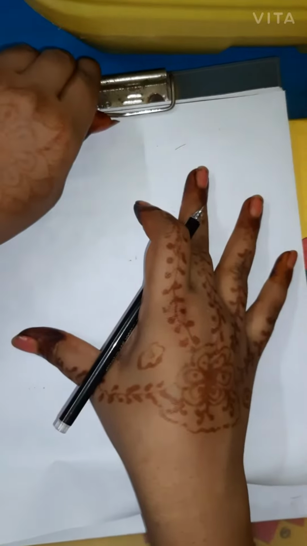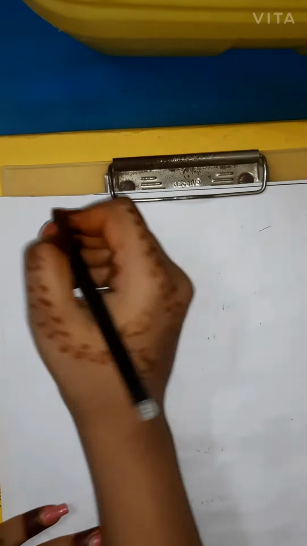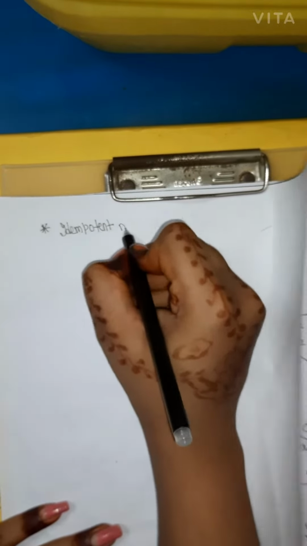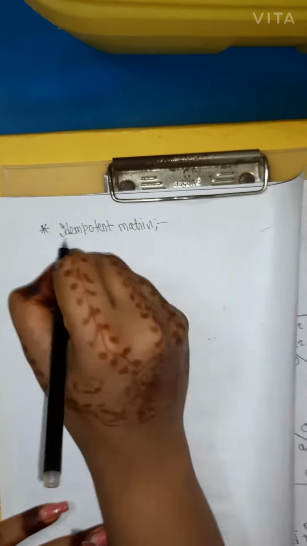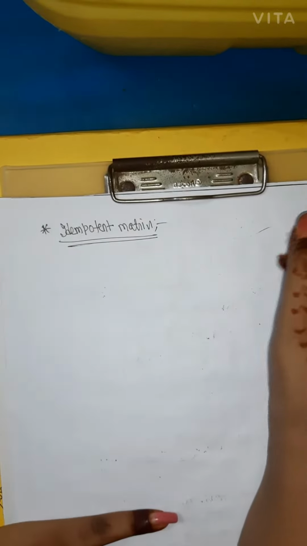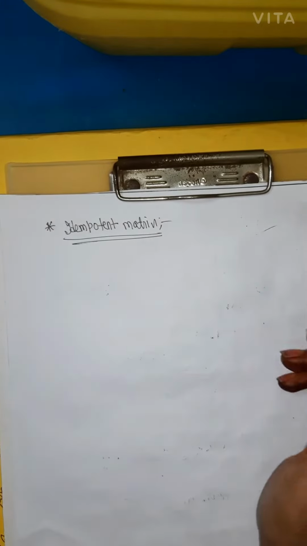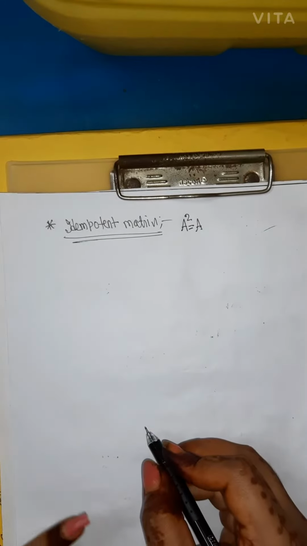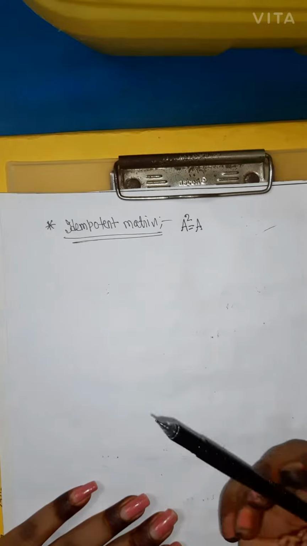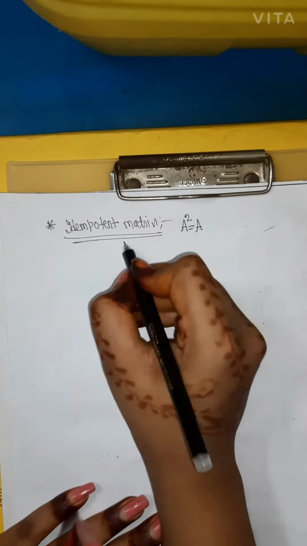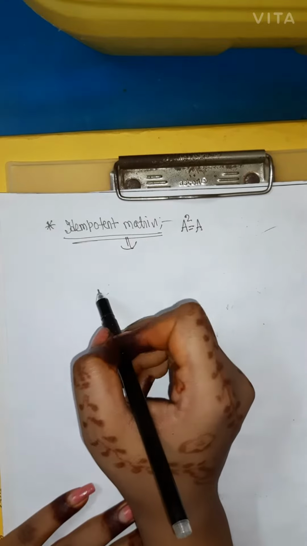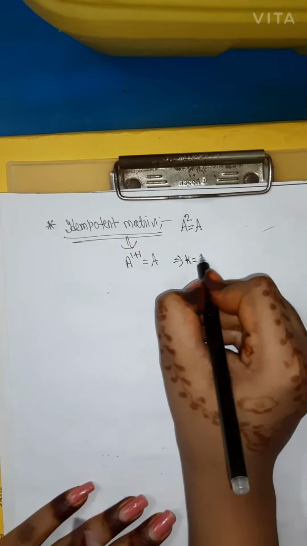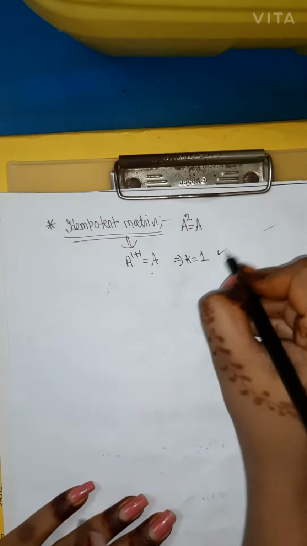Now let us see next, idempotent matrix. These are easy. Once we practice, it will be easy to remember. So here A square is equal to A. For this we say it is an idempotent matrix. This matrix is of period 1, since A to the power 1 plus 1 is equal to A. So here k is equal to 1, therefore this matrix has period 1.